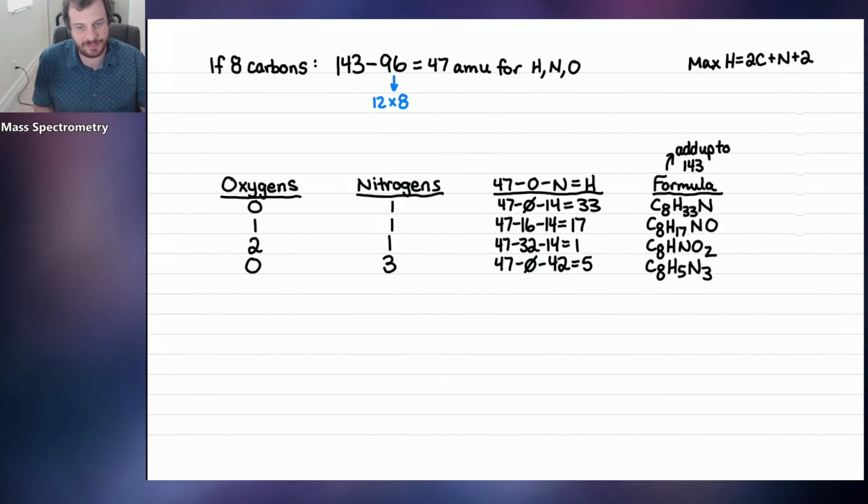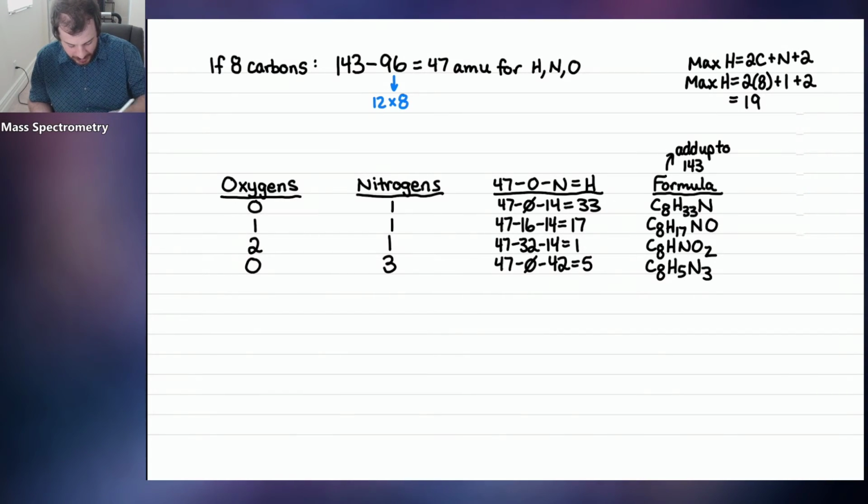So I'm looking at the first formula here, and it seems like there's quite a lot of hydrogens in there, 33. So I want to make sure this isn't violating the max H rule. So let's figure out how many hydrogens would be allowed with that formula. So we know that there's 2 times 8 carbons plus 1 nitrogen plus 2. So that's going to be equal to 16 plus 1 plus 2, which is 19. So the maximum number of hydrogens for 8 carbons and 1 nitrogen would be 19 hydrogens, but this formula has 33. So I'm going to put an X by it and say not reasonable.